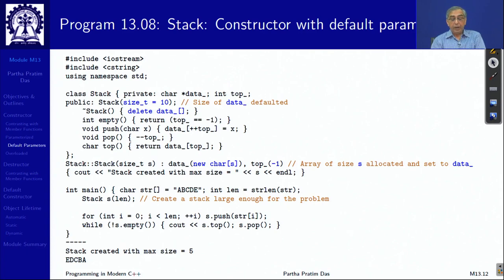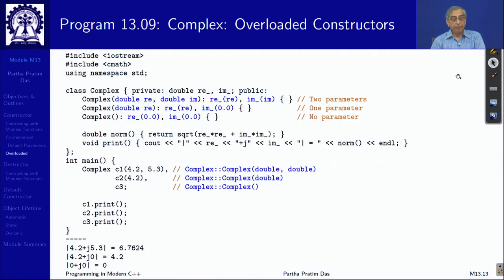Now here is a stack with a default parameter, which is the initial size of the stack that I provide, and accordingly in the constructor the allocation is done for that size. So these are different ways you can use the parameters once you have them.